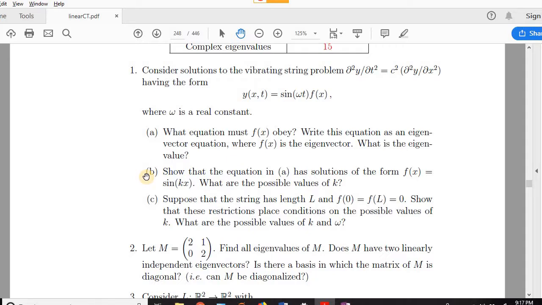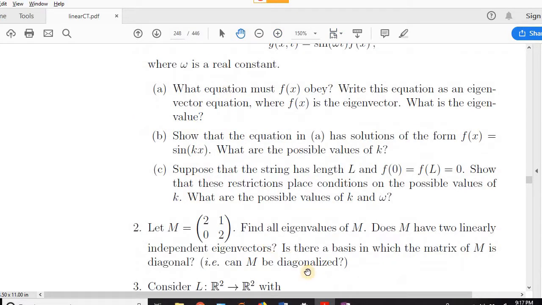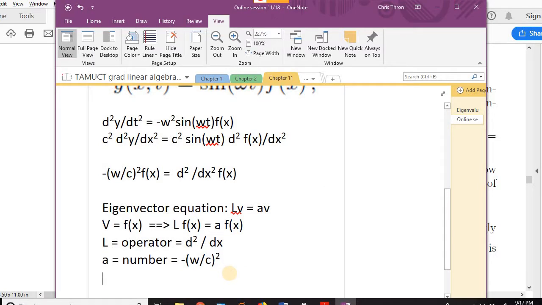Once you have the equation, I think you should be able to do part B. Well, let me ask you guys, since you're all here, how would you do part B? The equation in A has solutions of the form f of x equals sine kx. What are the possible values of k? So this is part B. Part B says f of x equals sine kx.